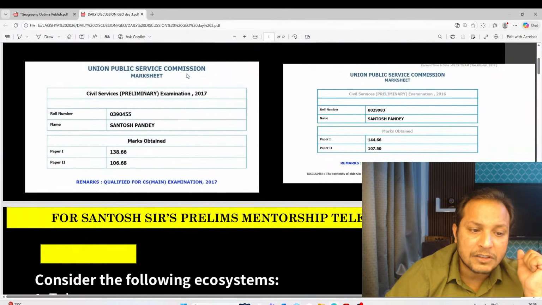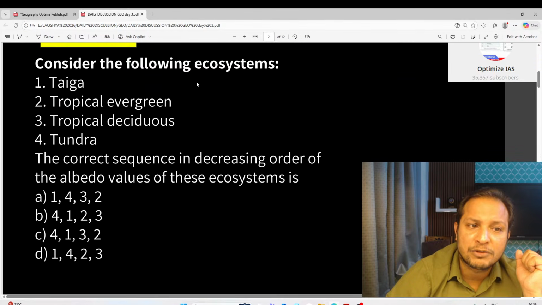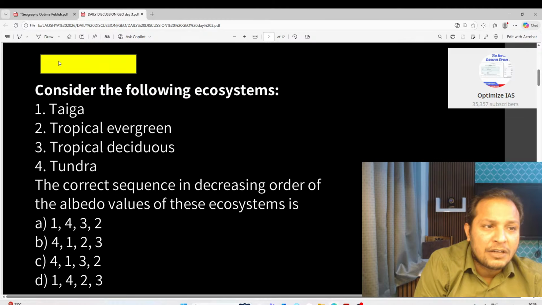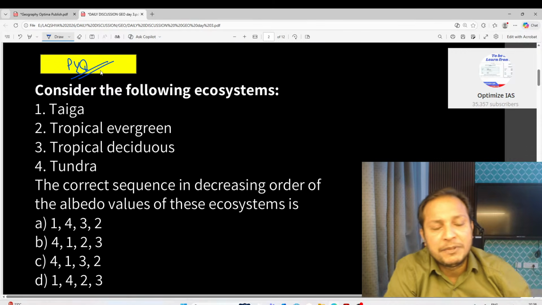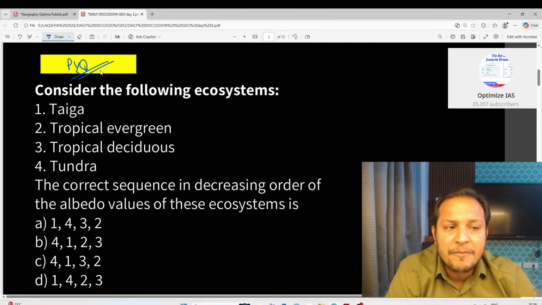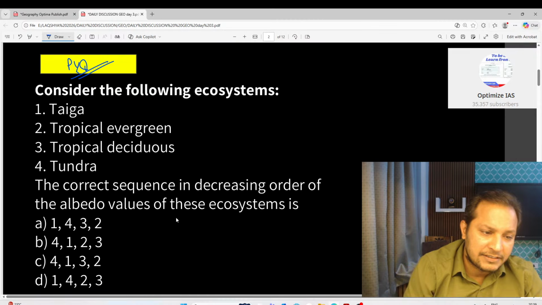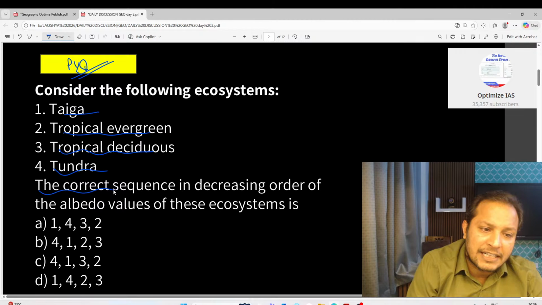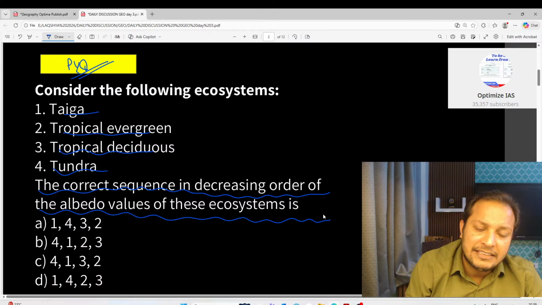Okay, so let us see this PYQ. How many of you can answer this question? This is a PYQ. Let me show you the PYQ. This PYQ is on the albedo effect. You see this question: taiga, tropical evergreen, tropical deciduous, tundra. The correct sequence of decreasing order of albedo value in these ecosystems is.